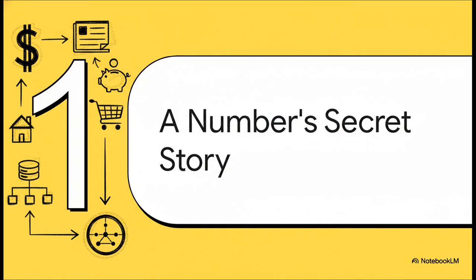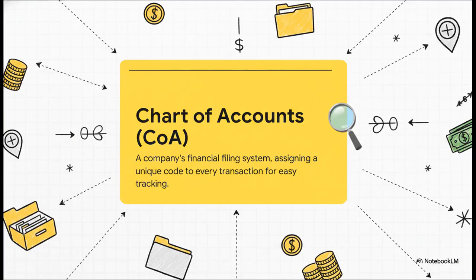See, that's the thing. It's not just a random number. It's a label. Think of it like a super precise financial address that tells you exactly where money came from, where it went, and what it was for. And the key to unlocking it all is a really brilliant organizational tool. And that tool is called the chart of accounts, or CoA for short.